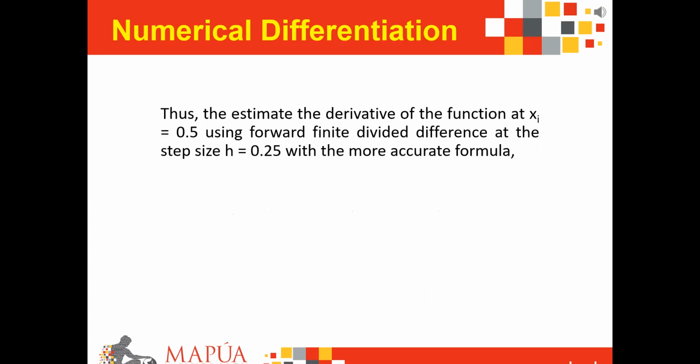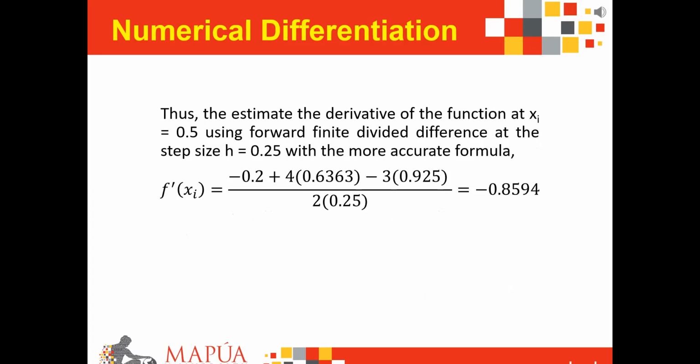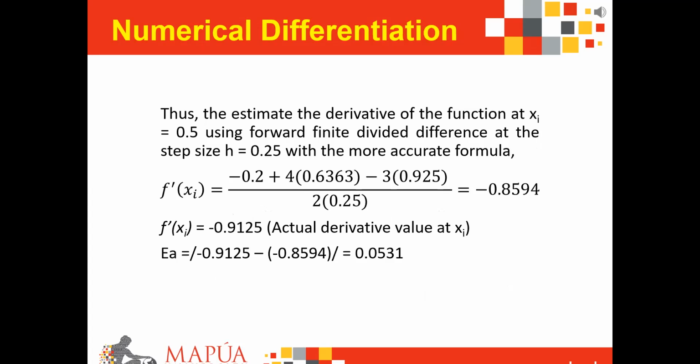Thus, when substituting these function values to your first derivative estimate, it gives us this solution with a more accurate first derivative value now to be negative 0.8594, and an actual derivative which was negative 0.9125, having an error this time of about 0.0531, showing us that yes, a more accurate formula do indeed give us a much closer derivative value. However, the more accurate formula obviously incorporates more terms as seen from your Taylor series expansion.